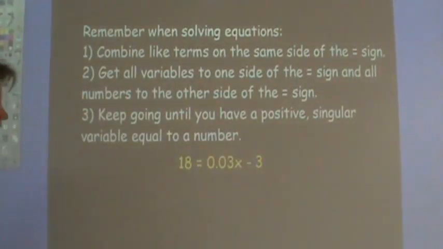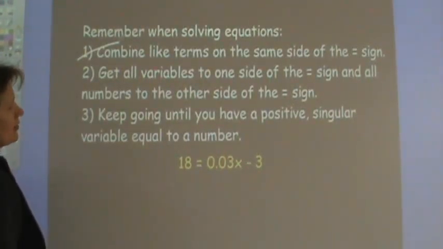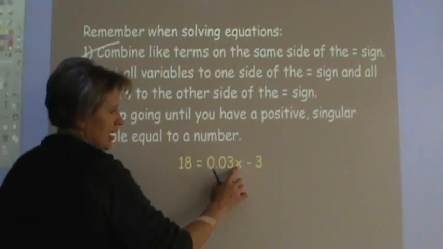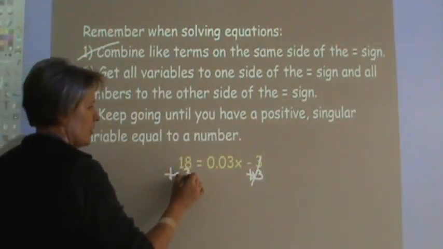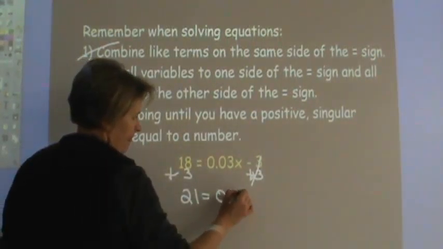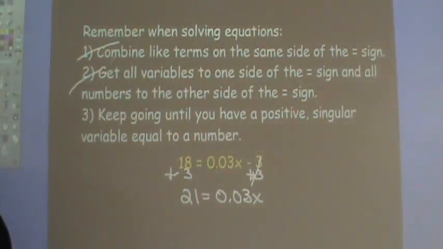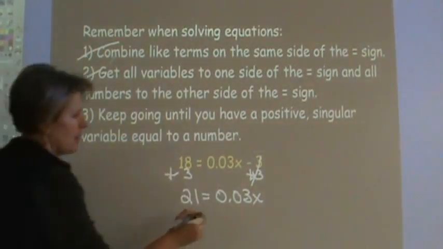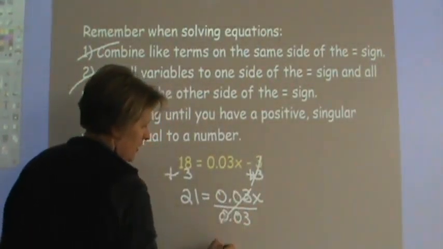Okay? Here's another one. All right? So combine like terms. Okay, there aren't any. 2, get all variables to one side. Okay, so our x is on this side, so we need to add 3 to get our numbers over here. So 18, 19, 21. All right, so we did that, and we're going to keep going until we have a positive singular variable equal to a number. So I'm going to divide by 0.03.